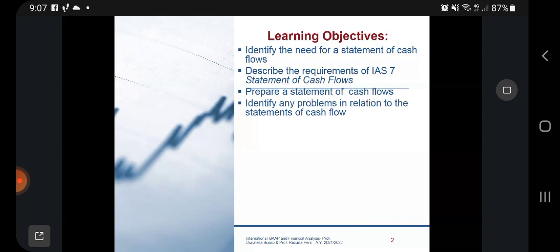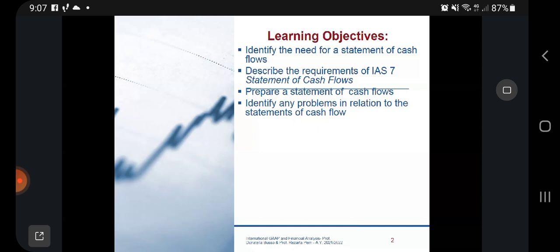And as there are 2 different methods to prepare the cash flow statement, this adds to the complexity of this issue. So the statement is complex, but it also has 2 different methods for coming up with it. So this is where it becomes even more difficult.